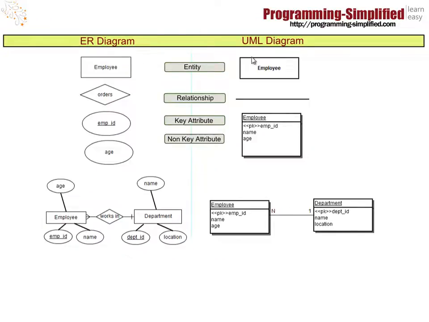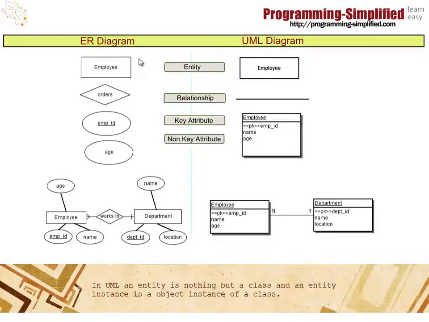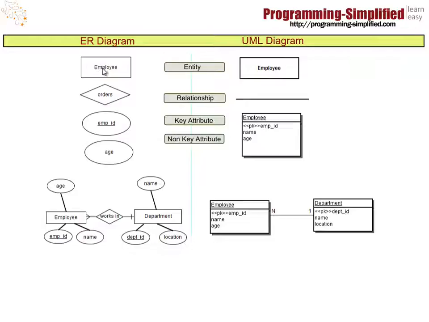There are two popular models for data modeling. One is the ER diagram and the second one is the UML diagram. Now the ER diagram came around in the 1970s and it was formulated by Peter Chen, and the UML diagram came around in the late 1990s. In the ER diagram, an entity is represented using a rectangle with the entity name mentioned in it.